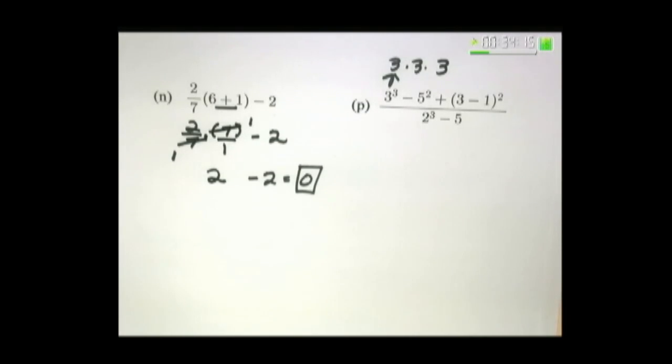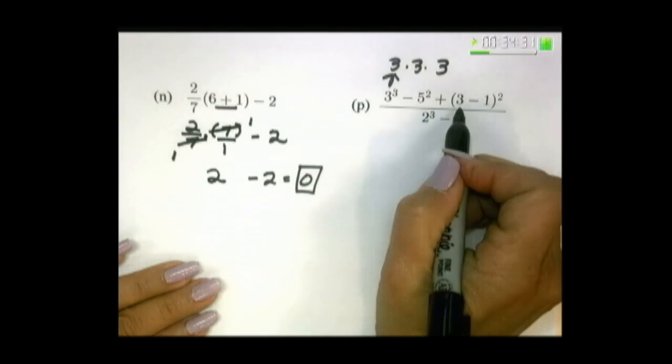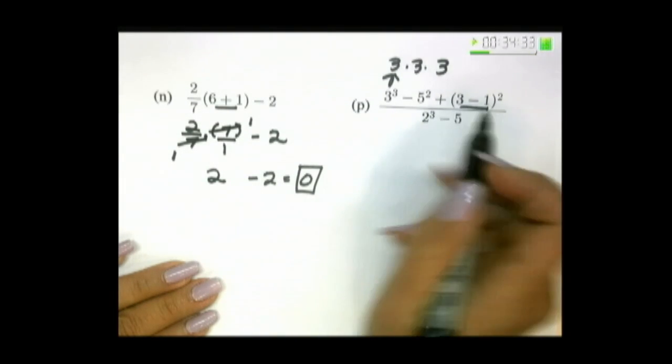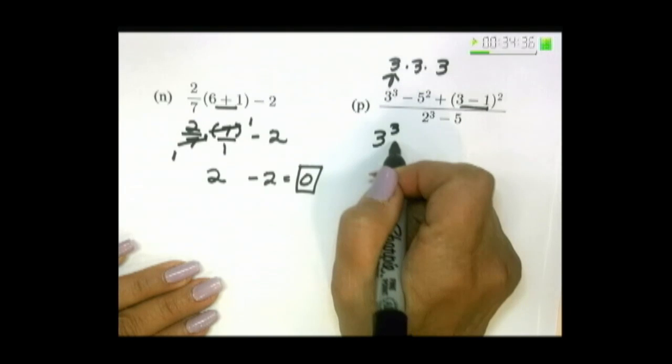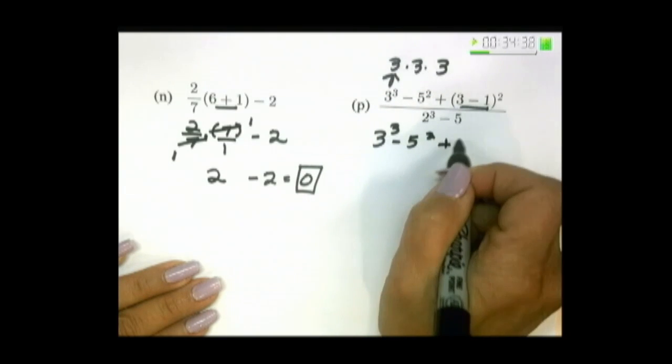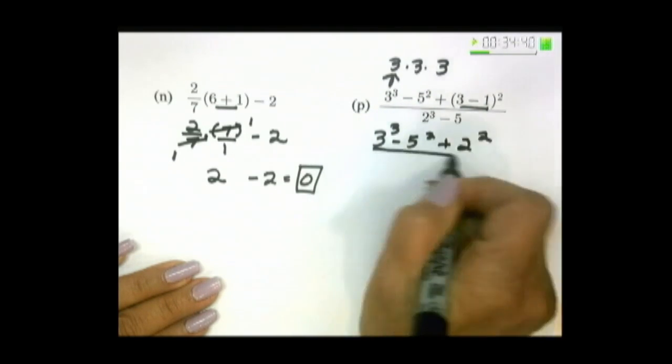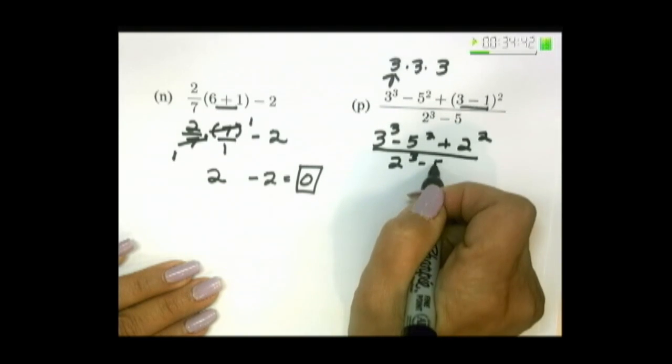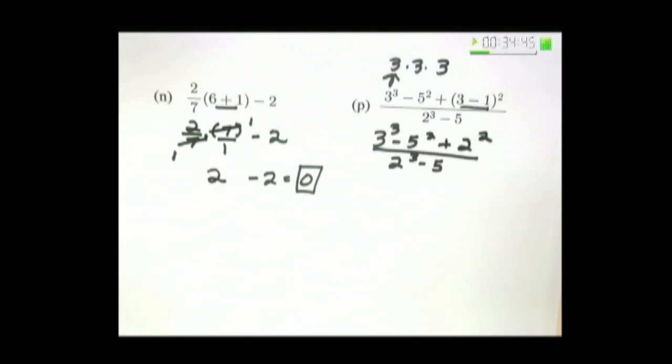And 5 to the 2nd power, is that 10? Of course not, because we never multiply the base 5 by the exponent 2. That 2 tells you that there are 2 5's multiplied together, which gives you 25. But we'll get there in a minute, because I see parentheses. So 3 minus 1 is 2. So I have 3 cubed minus 5 squared plus 2 squared over 2 cubed minus 5. All I did was rewrite that, doing what's in the parentheses.